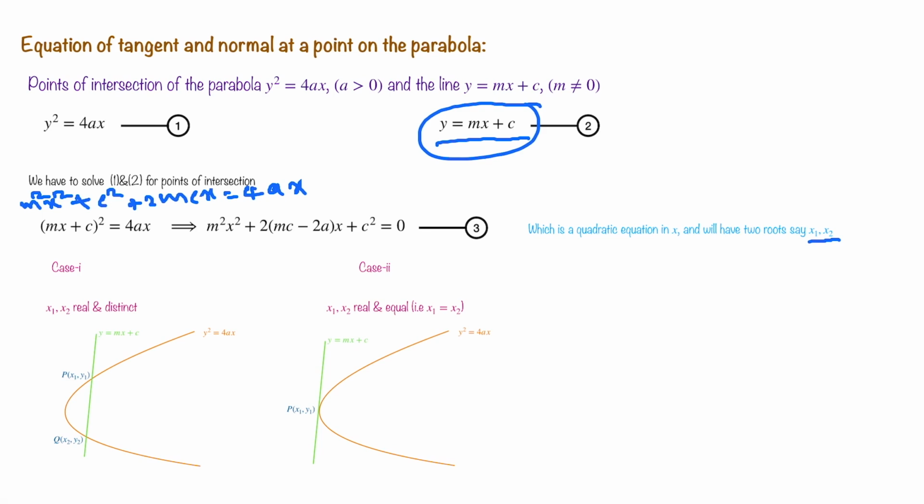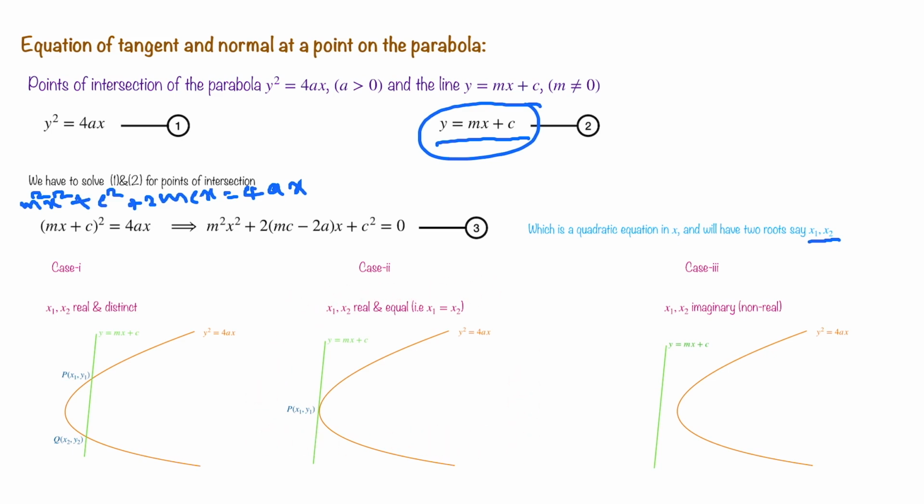Next, Case 3: x1, x2 imaginary. That means non-real roots. In that case, we do not have any points of intersection. So the line and the parabola look something like this. They do not have any points of intersection. We are mainly interested in the previous case.